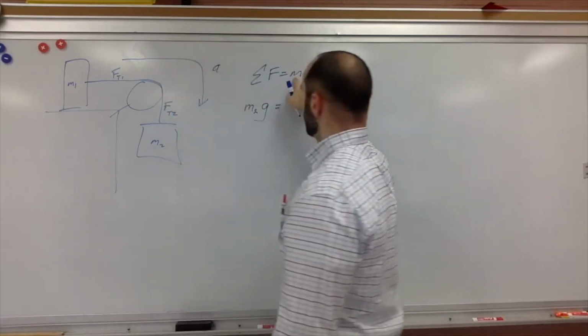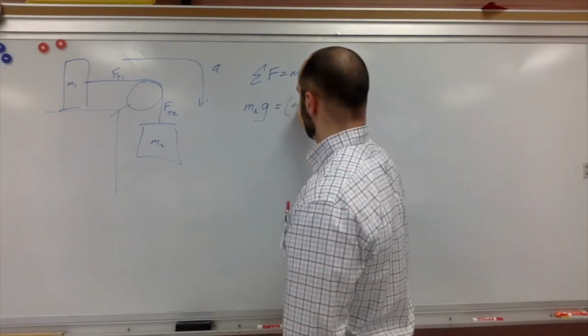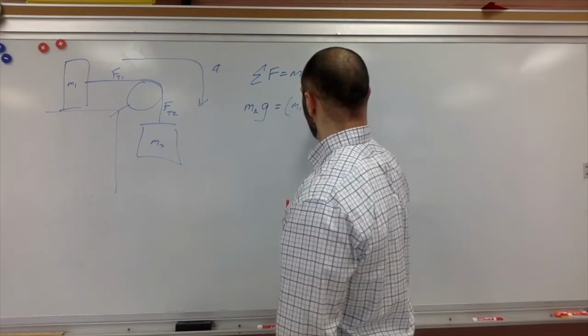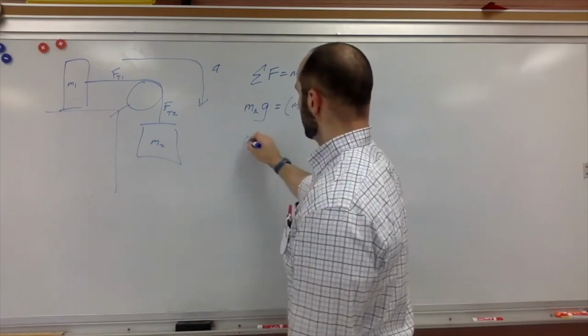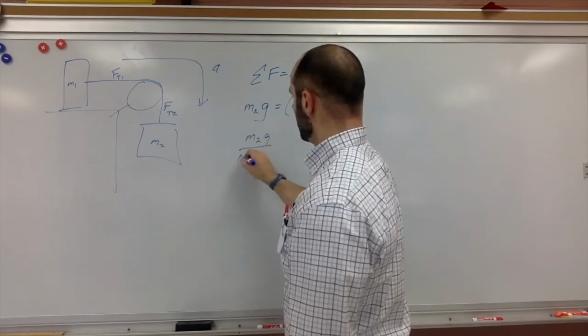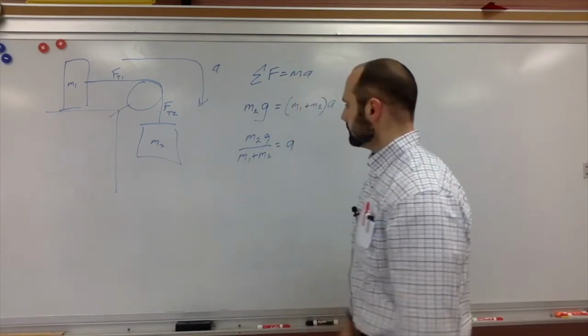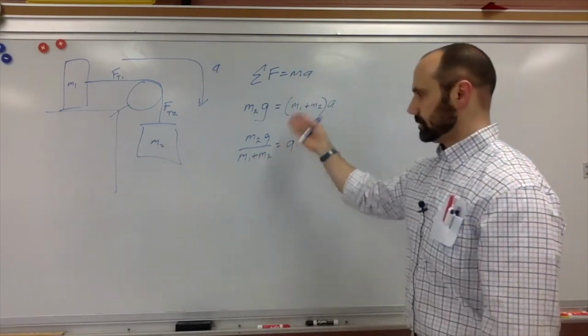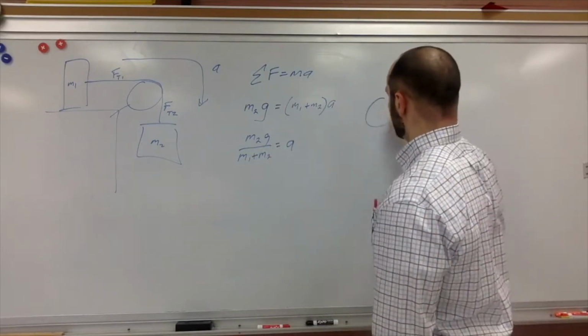And then what's the total mass? The total mass of the system is m1 plus m2. And since they're connected, they have the same acceleration. Notice now I get the same result as that other derivation. m2 over m1 plus m2 times g. The same thing works for the regular Atwood machine.